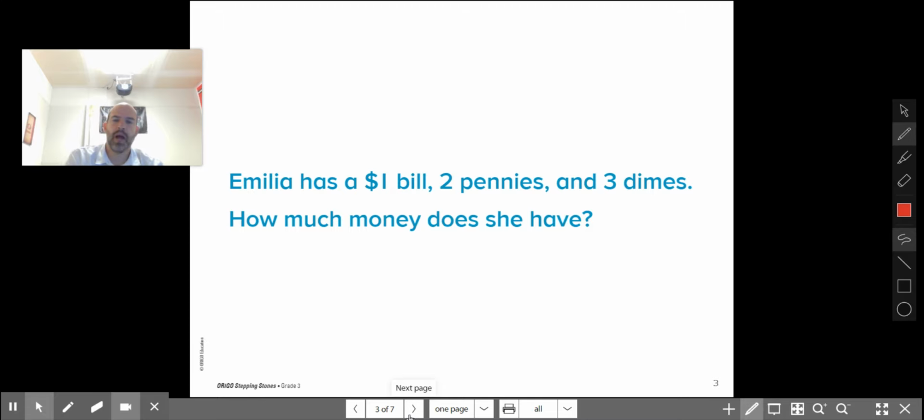Now, here's some problems with money. It says Amelia has 1 bill, 2 pennies, and 3 dimes. How much money does she have? $1 bill. I'm sorry, I missed that. $1 bill, 2 pennies, 3 dimes. How much money does she have?